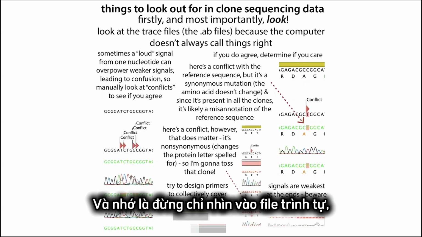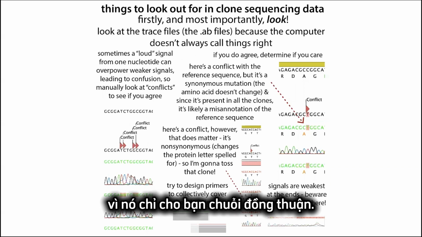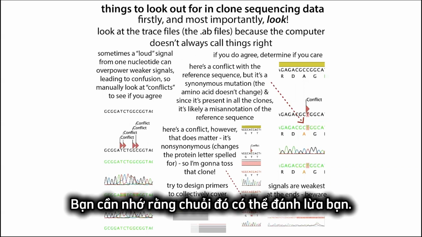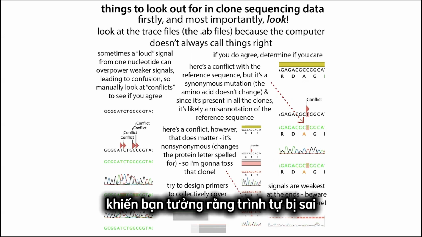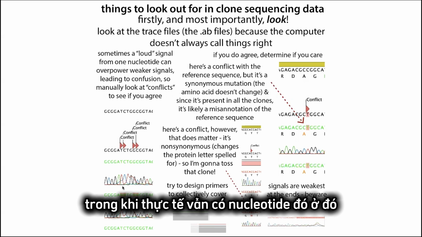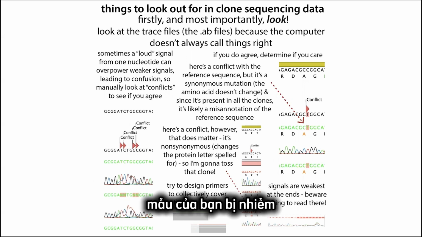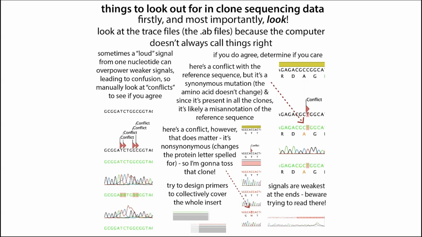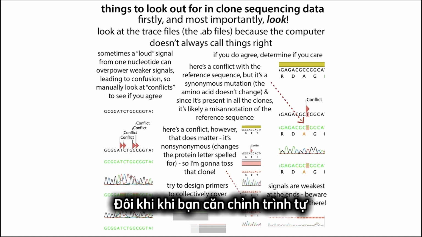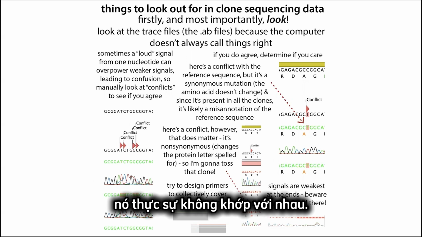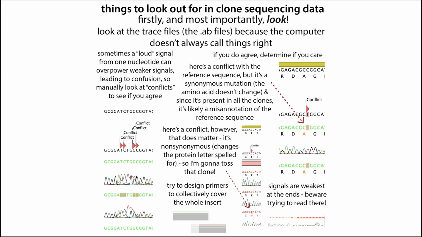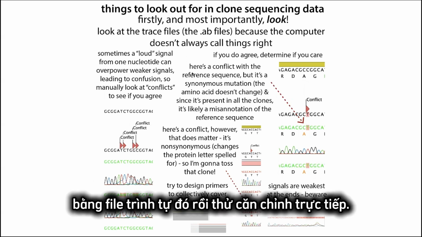And remember, don't just look at the sequence file. This is going to tell you the consensus sequence, which can be fooled into thinking that the sequence is wrong when really it just called it wrong. Or maybe you have contamination, which is going to be a bigger problem. Sometimes when you go to align the sequence, you find that it isn't actually aligning, especially if you just start with the sequence file and then try to align it.